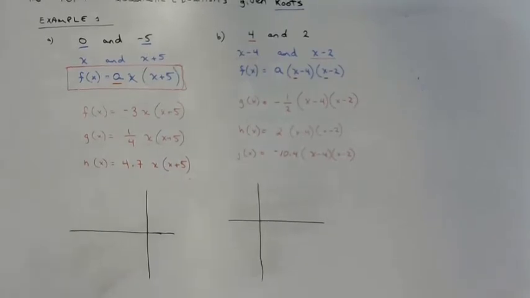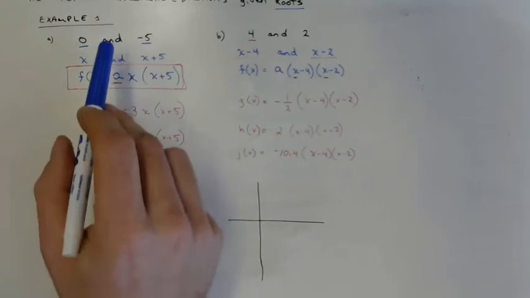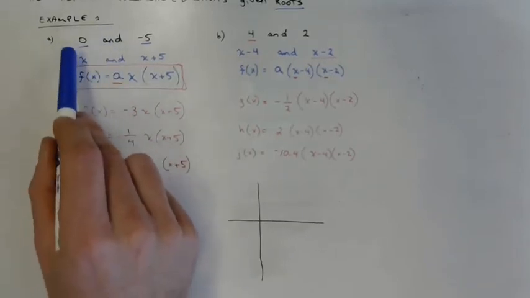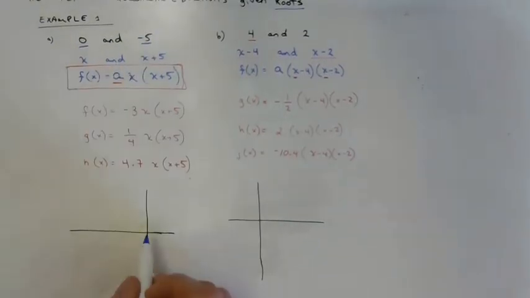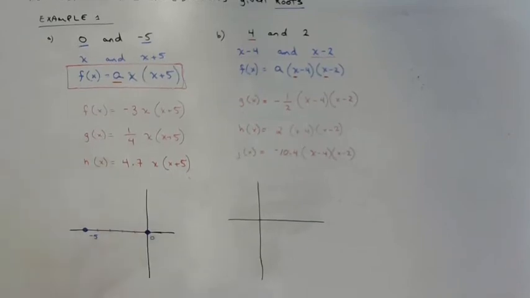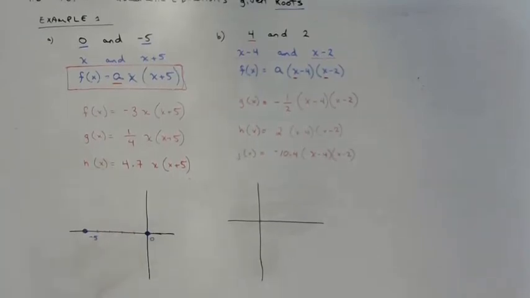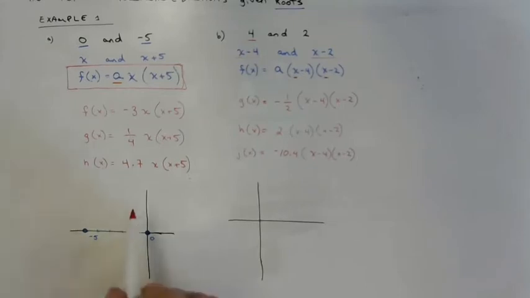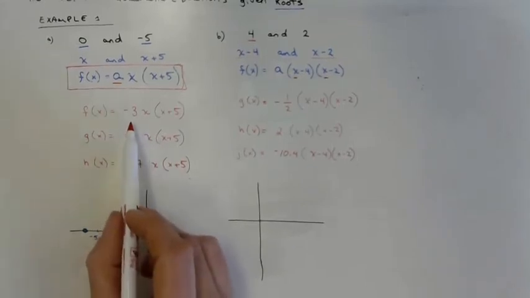Okay, paying attention, please. In this first example 1a, the zeros are 0 and -5. What does that mean? Well, it means all of the members of this family go through 0, 0, and go through -5. Okay? So go ahead and draw some members of the family. Maybe try to draw the ones that we wrote.